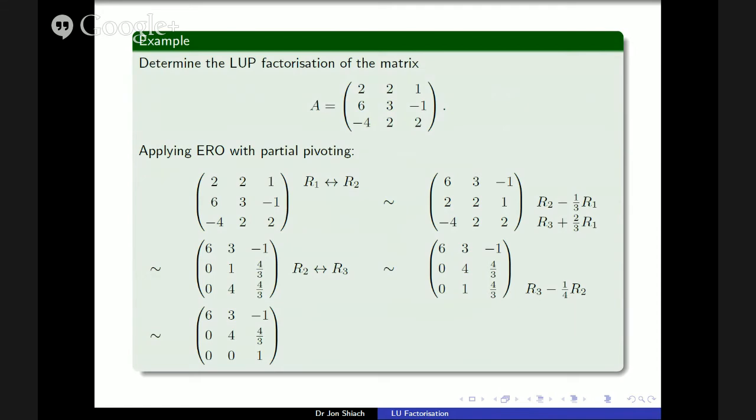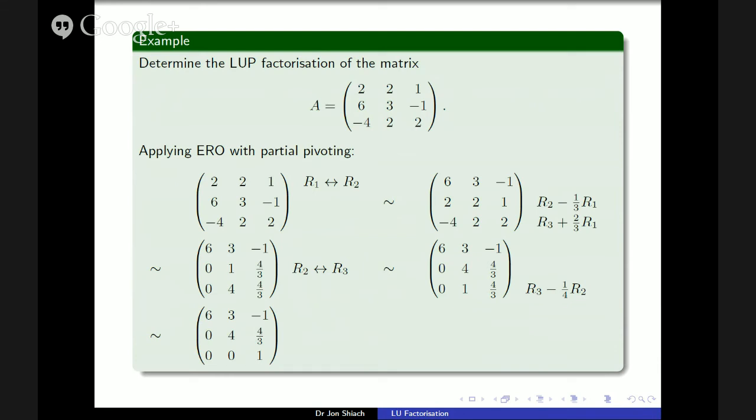So let's have a look at an example, a step-by-step example. I probably won't go through a worked example today. I'll leave that for next time. But this is something to leave you with: determine the LUP factorization of this matrix.